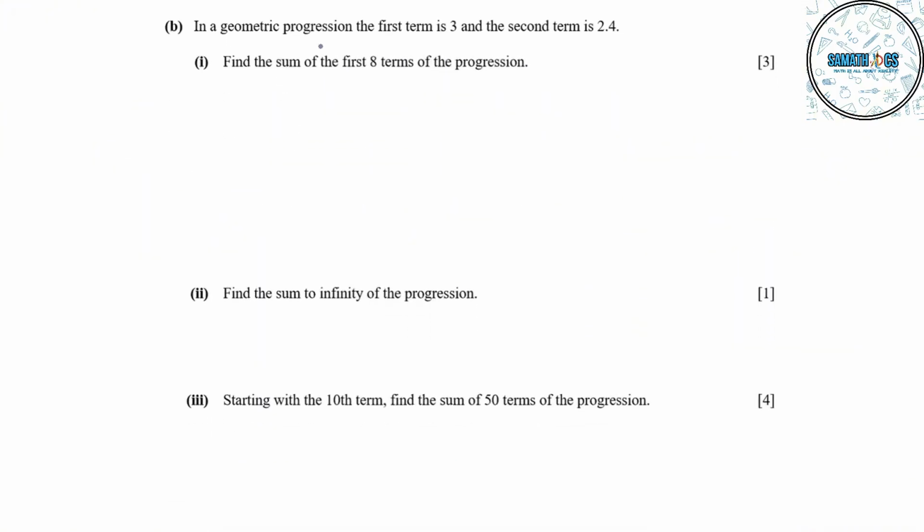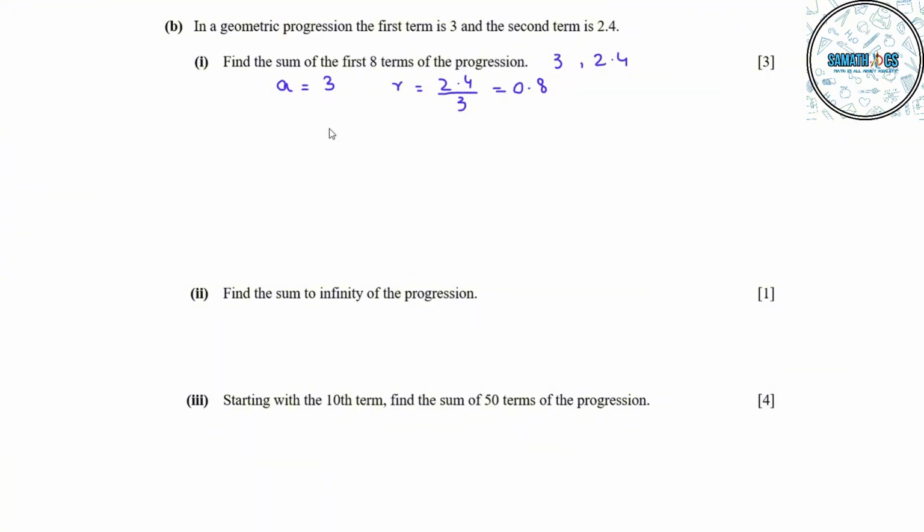Part B. In a geometric progression, the first term is 3 and the second term is 2.4. Find the sum of the first 8 terms of the progression. We have first term 3 and second term 2.4. So A is equal to 3 and R is 2.4 divided by 3, which is 0.8.